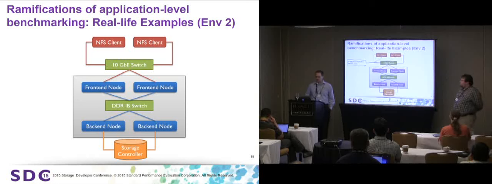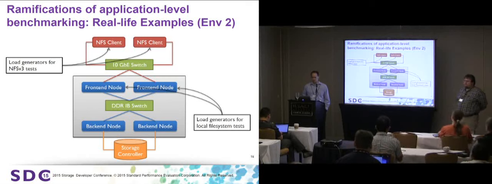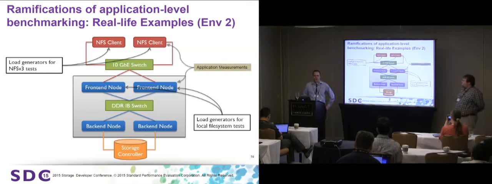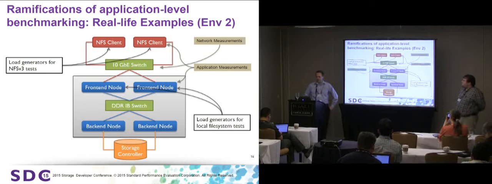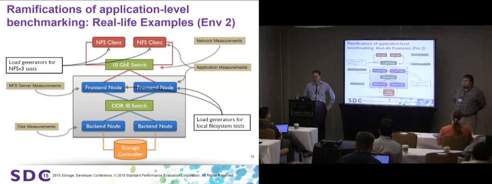So in this case, for the first scenario, the NFS tests, the load generators run directly on the NFS clients. And then in the second case, we completely bypass NFS and we run directly on the front end nodes. So for this environment, the application measurements are actually taken at two different places depending on the scenario, either on the NFS clients or the front end nodes. Again, the network measurements at the switch level. The front end nodes were running Red Hat's KNFS, so that's where the server measurements were taken. And then the disk measurements were just taken via IOSTAT on the back end nodes.